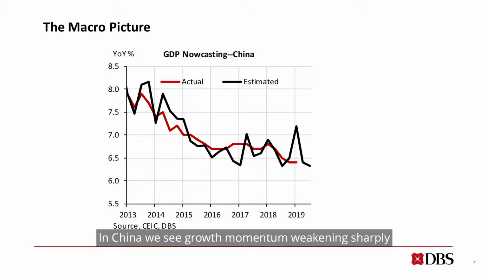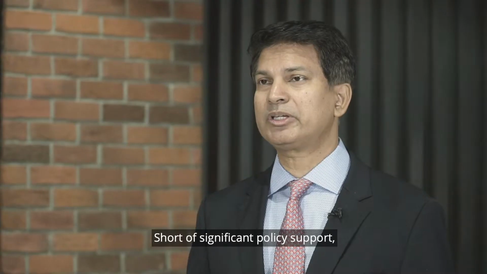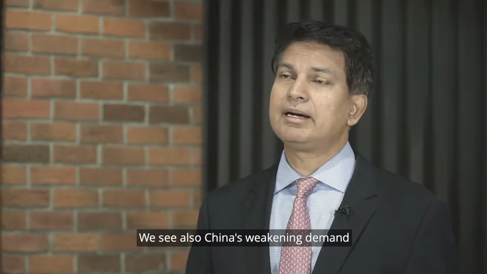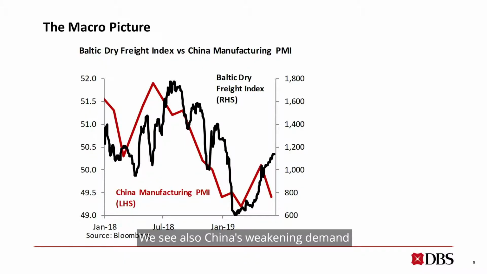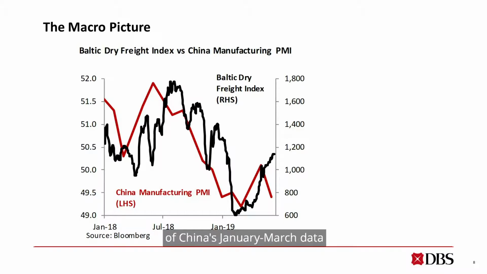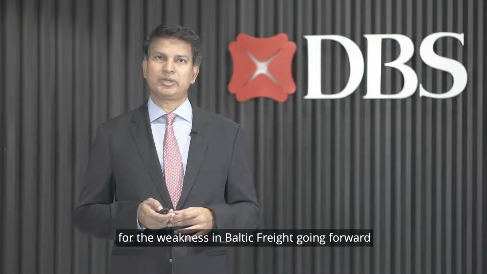In China, we see growth momentum weakening sharply after a brief pickup in January-March. Short of significant policy support, China's downward momentum will not be stopped anytime soon in our view. We see also China's weakening demand manifesting into the global commodity market. We see Baltic Dry Freight Index, which is normally led by China's PMI, weakening in recent months. It turned around on the back of China's January-March data, but we think the leading property of China's PMI is suggesting further weakness on Baltic freight going forward.